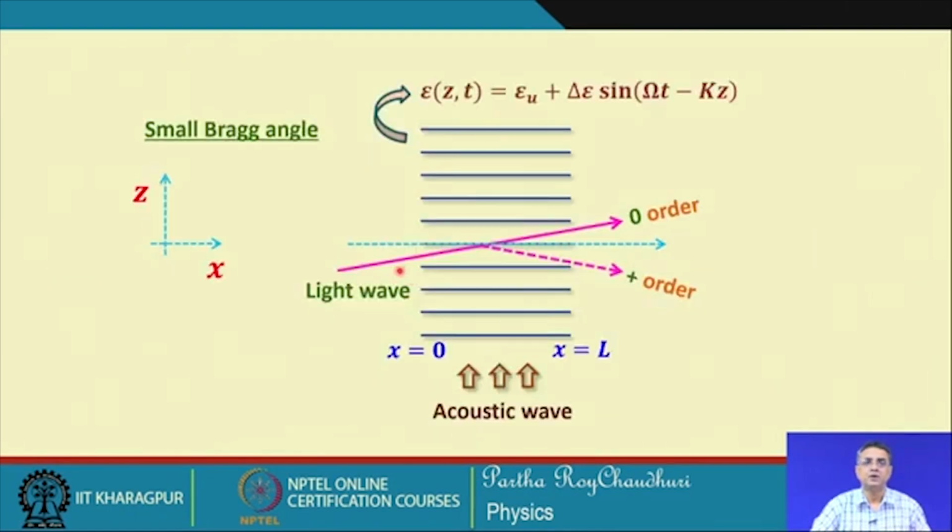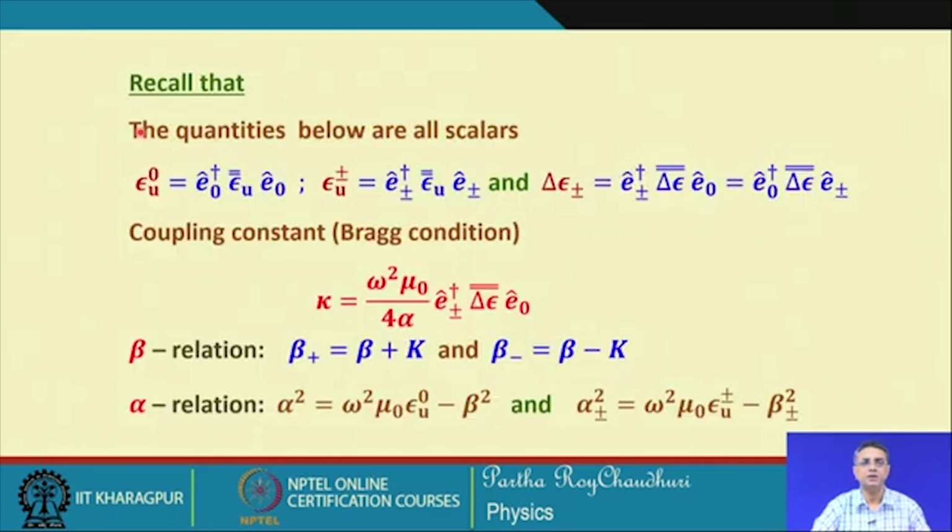So, let us again continue with the same situation that for a small Bragg angle, the light wave is incident very close to the x axis, and you have x equal to 0, x equal to L, that defines the length of the acoustic wave, and this permittivity as a function of the acoustic wave has this form that we have seen.